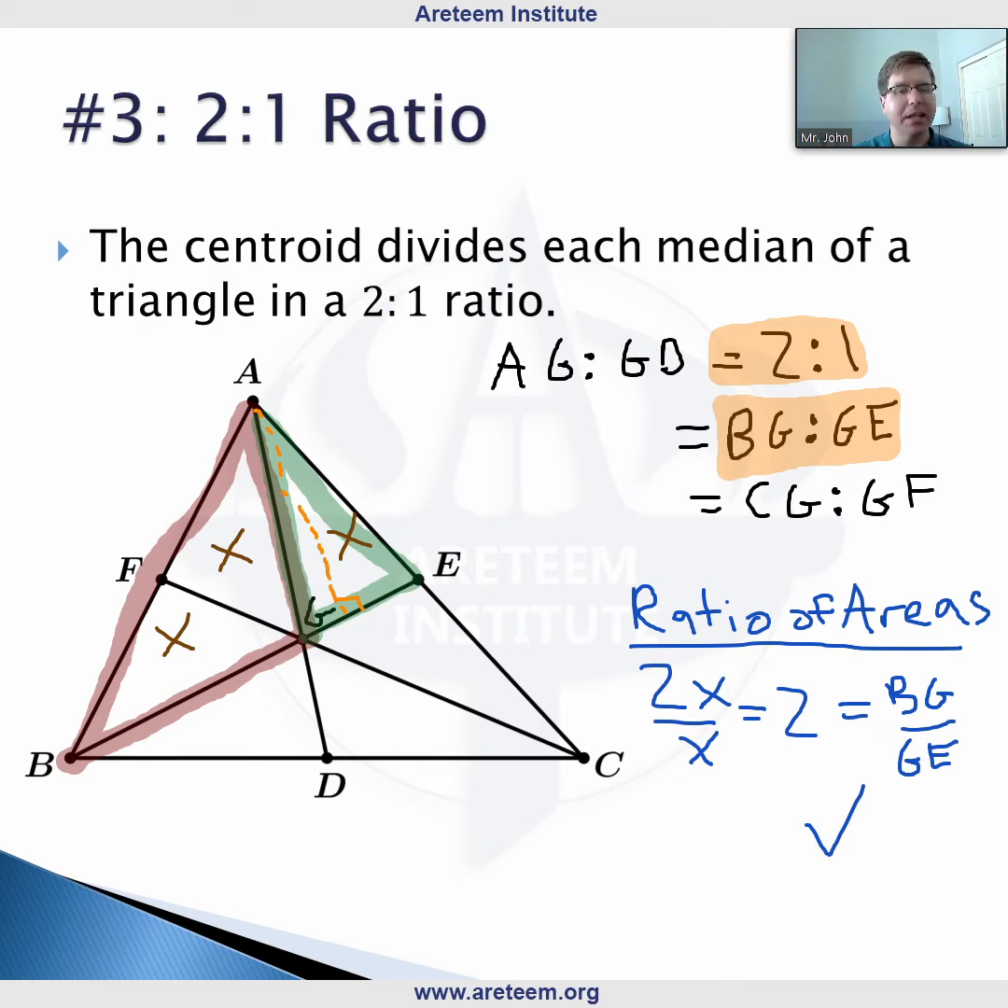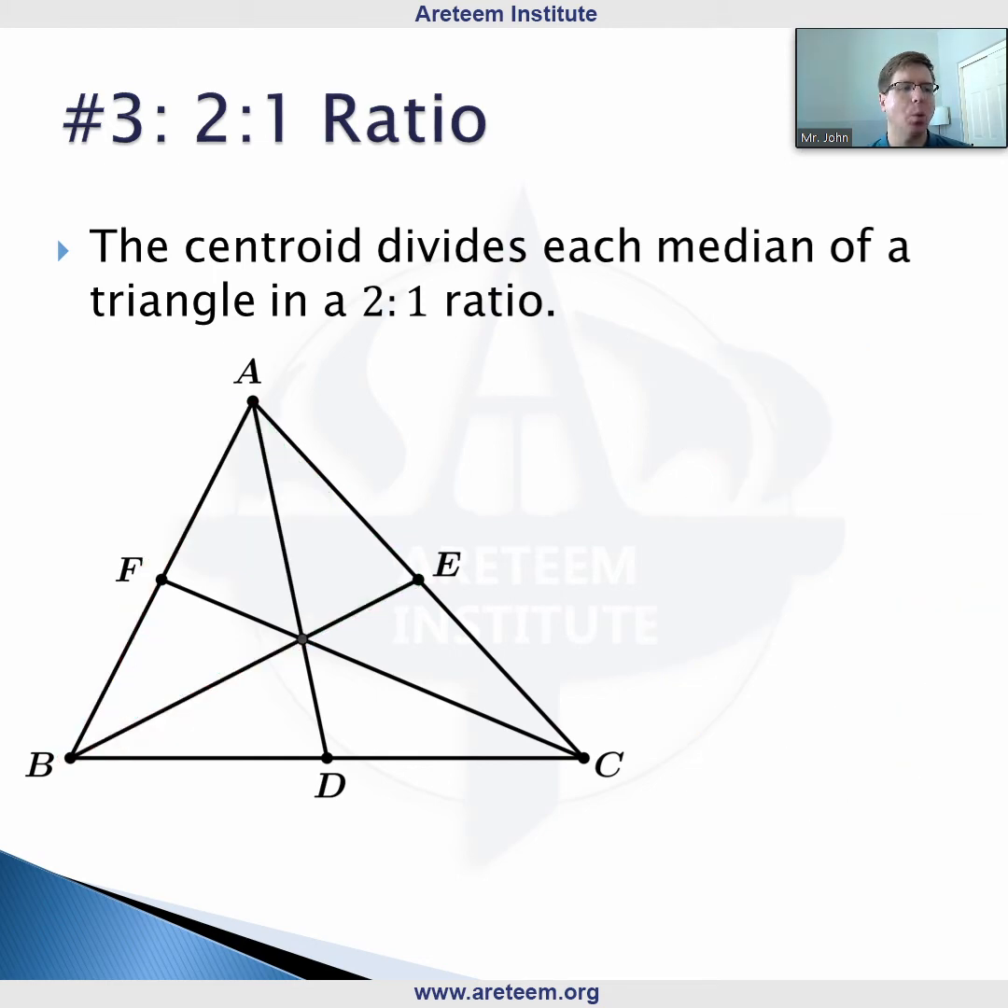So that's why I stress the 6 equal areas, because then very, very quickly, if you're thinking of just those areas, you can derive and understand where this 2 to 1 ratio comes from for the centroid.